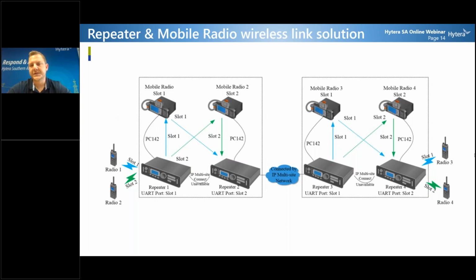So just to show you that you don't always need IP multisite or an IP connection to be able to link repeaters. If it's for two sites, you can have two mobiles and you can achieve the same communication with two time slots between the two repeaters as well. Is there any question anyone has?